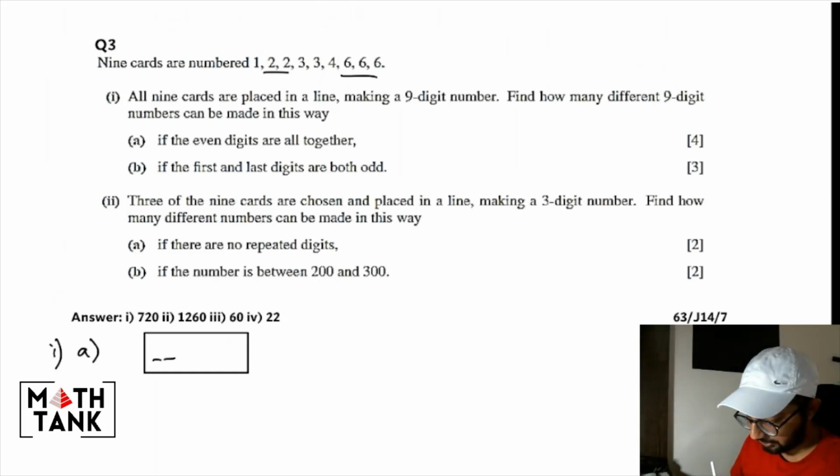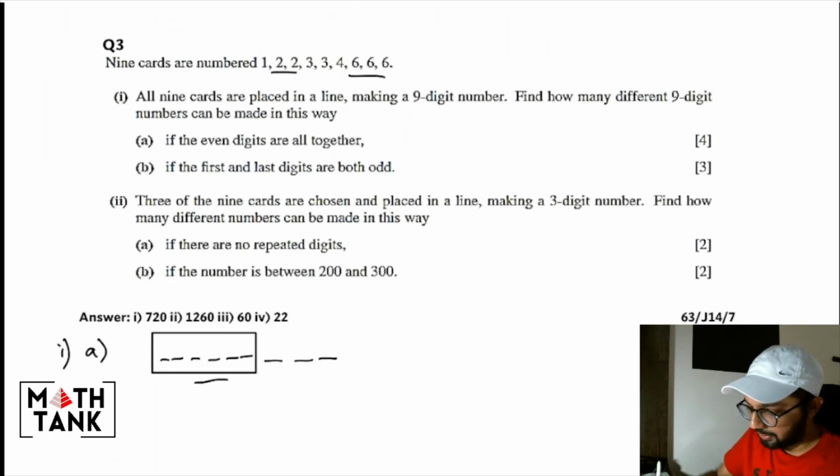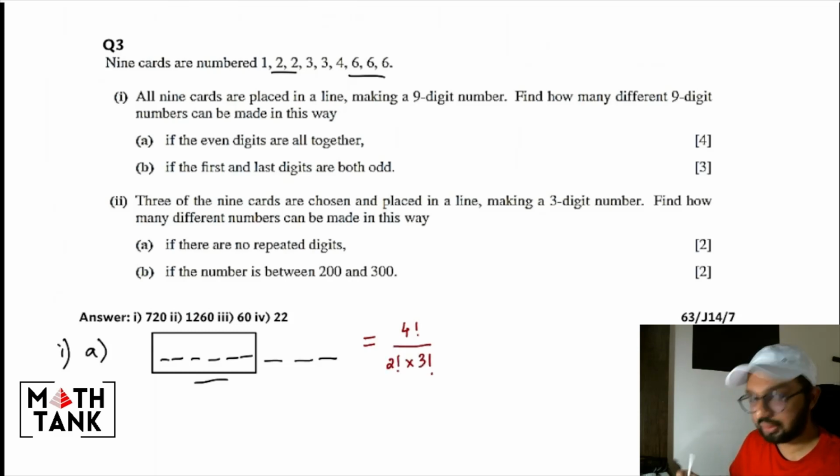So 1, 2, 3, 4, 5, 6. There are 2 2s, 1 4, and 3 6s. So 6 numbers go inside, 3 numbers come outside. The box becomes a dash. So this becomes what? This becomes 4 factorial divided by 2 factorial into 3 factorial. Okay, let's see if that gives us the correct answer. I have 4 factorial divided by 2 divided by 6.